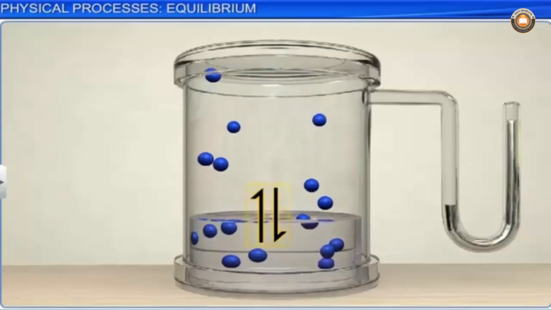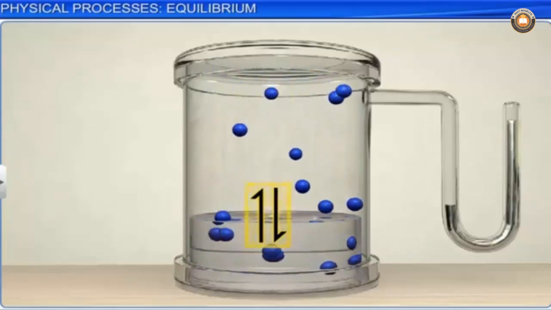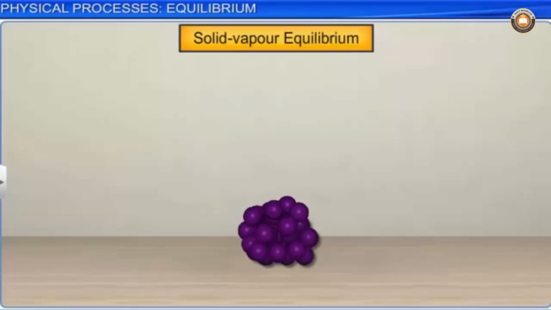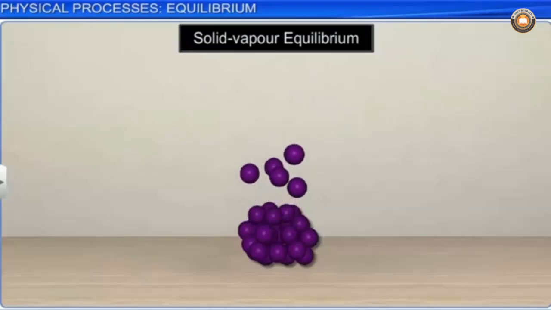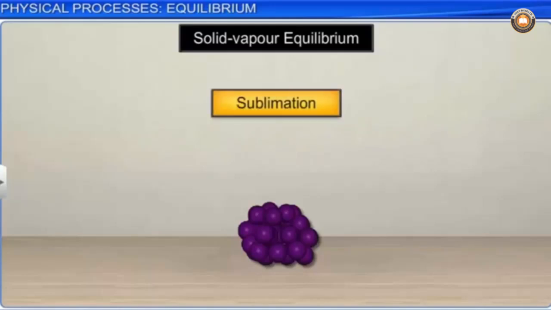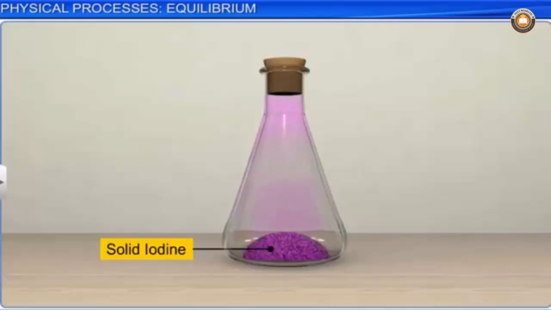Let's look at solid-vapor equilibrium now. Some solid substances directly undergo a phase change from solid to vapor without the intermediate liquid state. This is called sublimation. Observe the solid iodine placed inside the conical flask and fitted with a cork. You can see the vessel getting filled up slowly with violet vapors. Have you observed that the intensity of the color has become constant? At this stage, we can say that an equilibrium state has been attained for the system.